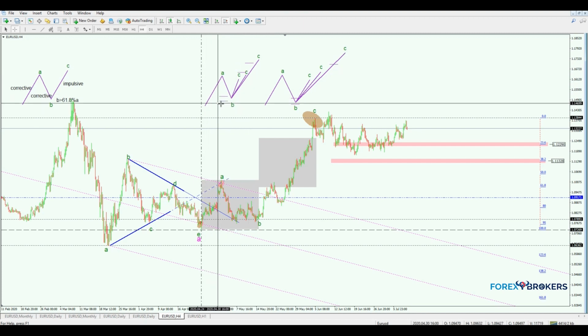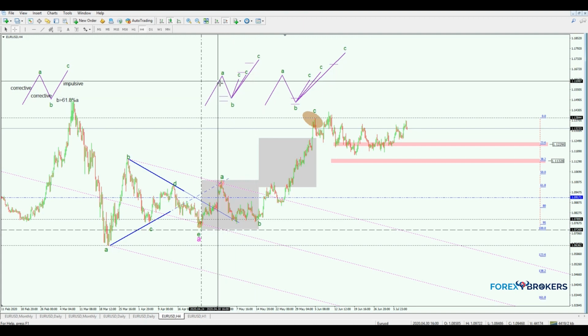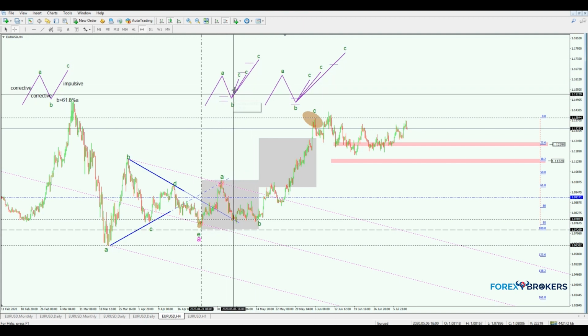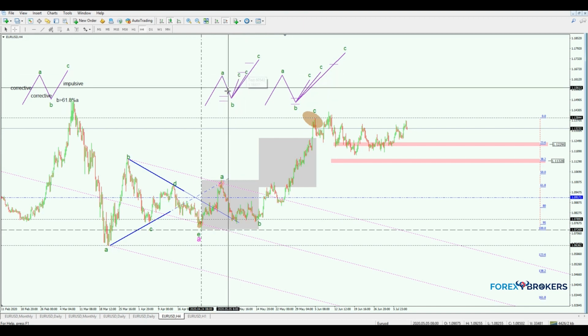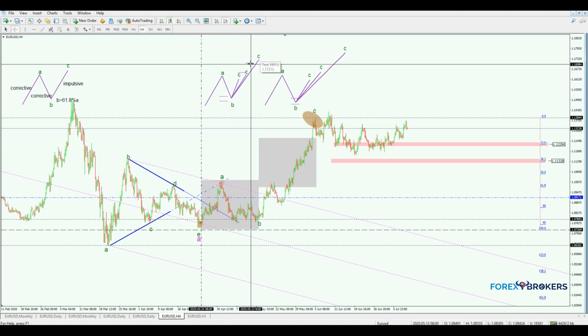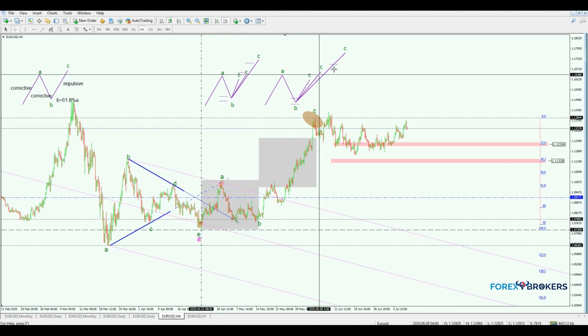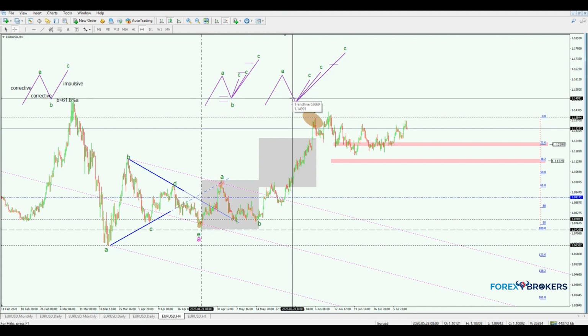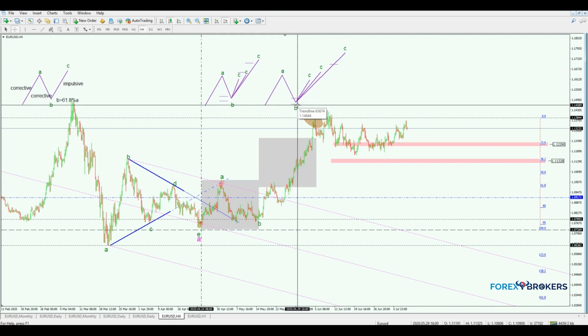This category is called flats with weak B wave, and the C wave takes these highs, but only marginally, or goes beyond 161.8 of the B wave. The same thing happens here, with the only difference that the B wave retraces between 80% and 100%.